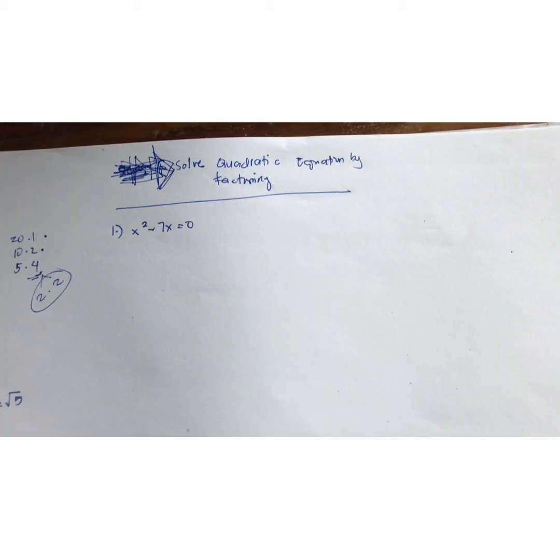So, we'll solve some quadratic equations by factoring. We are given the equation x squared minus 7x equals 0. So, how do we solve this equation? On the left side, we have x squared minus 7x, and on the right side, we have 0.